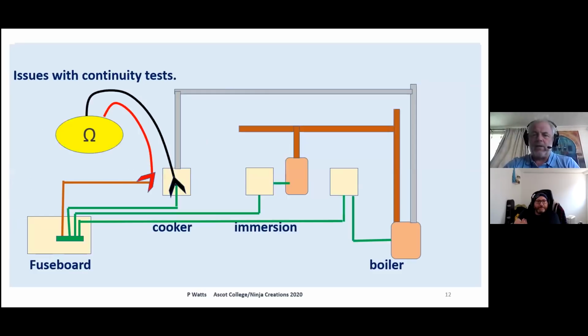What's the solution then? Well, what I tend to do is I have all my cables hanging out. And I've mentioned this a few times. When I'm installing, I leave my cables hanging out, ready for doing my continuity testing at the board.